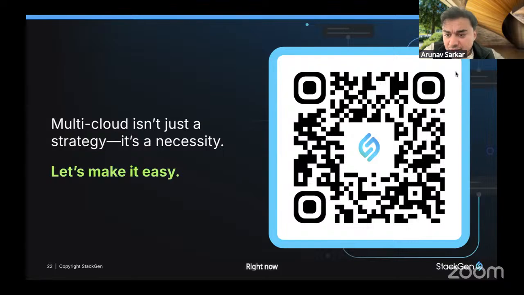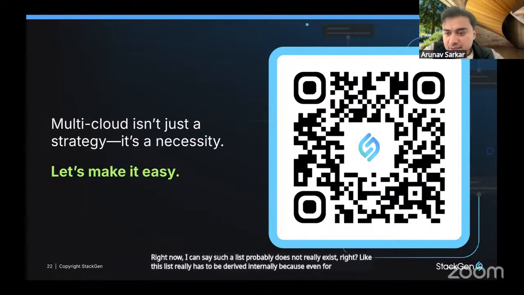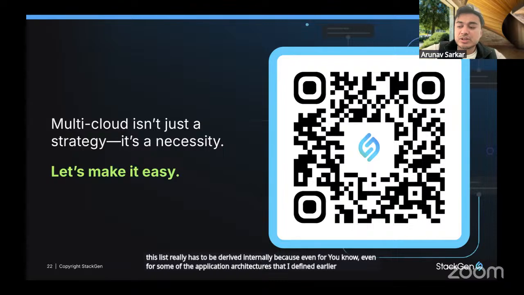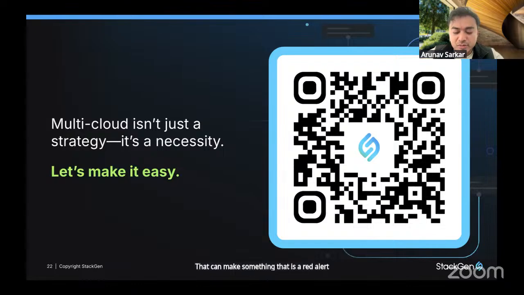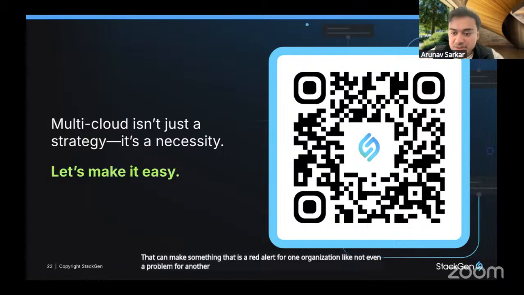Right now, I can say such a list probably does not really exist. This list really has to be derived internally, because even for some of the application architectures that I defined earlier, where I talked about them as if they're on a red alert list, there are nuances about what kind of data the application works with, and what kind of query system we're actually using, that can make something a red alert for one organization and not even a problem for another engineering team somewhere else.